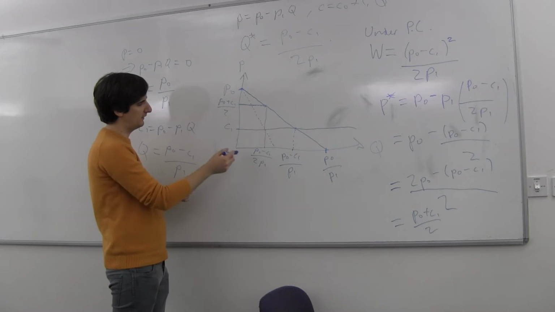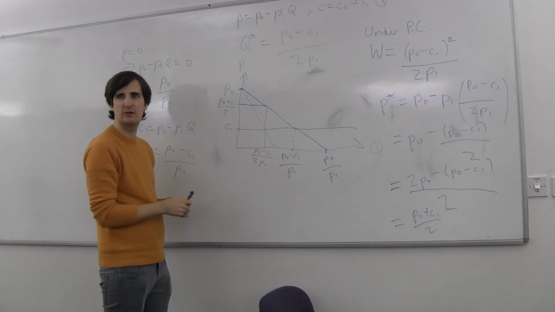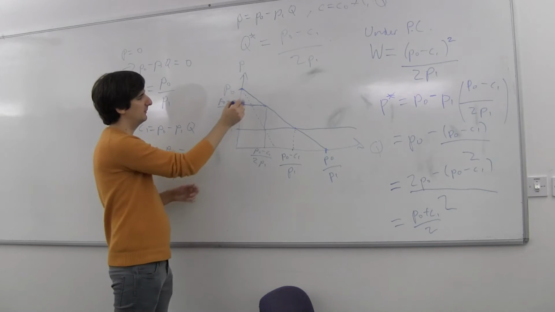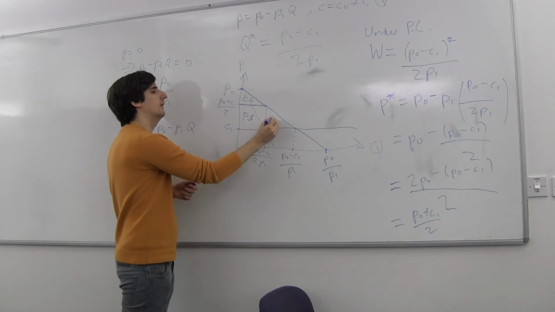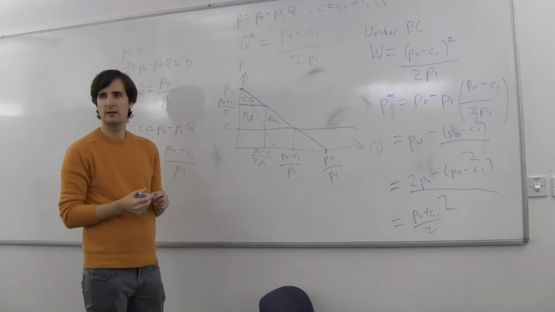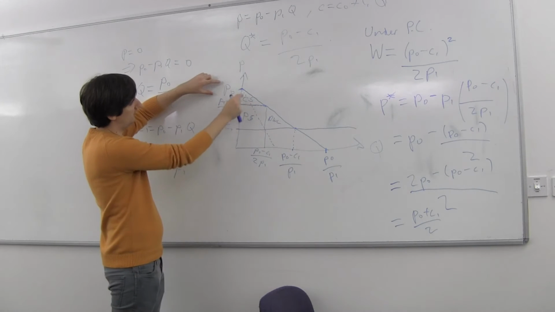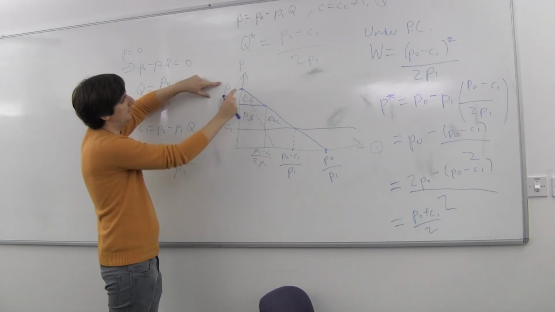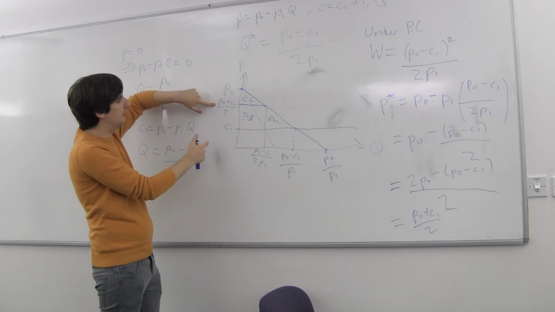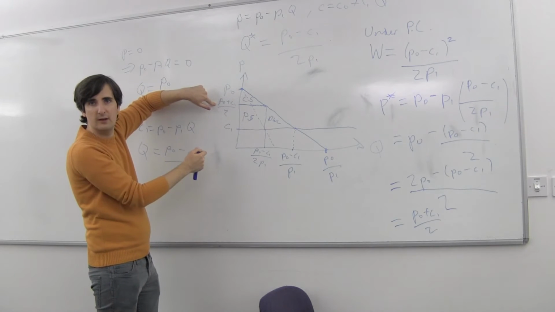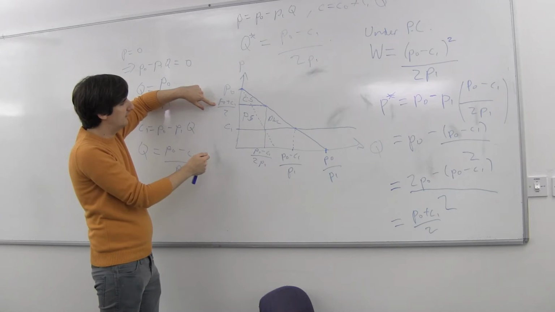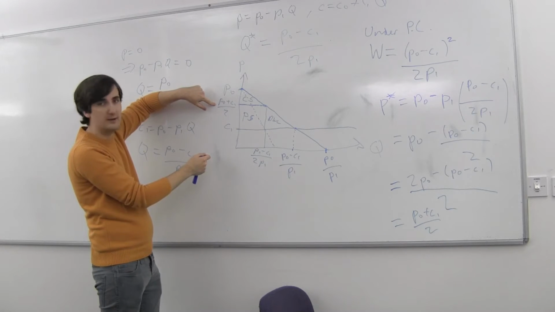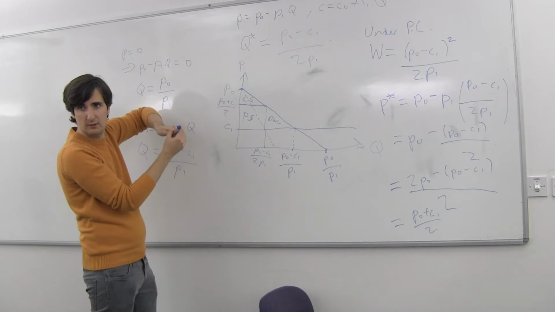So now we've got everything we need to work out consumer surplus. Remember, this is consumer surplus, this is producer surplus, this is deadweight loss. So consumer surplus is this triangle up here. This length is P0 minus P0 plus C1 over 2, so this is going to be P0 minus C1 over 2.